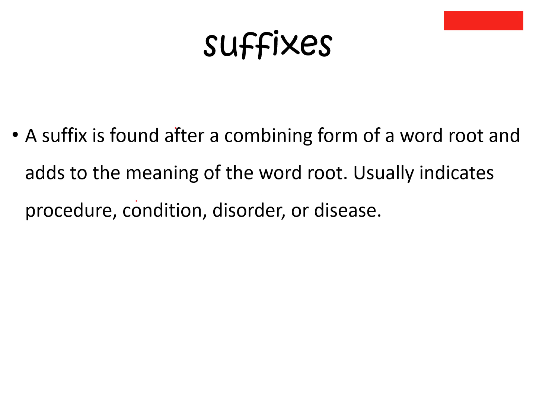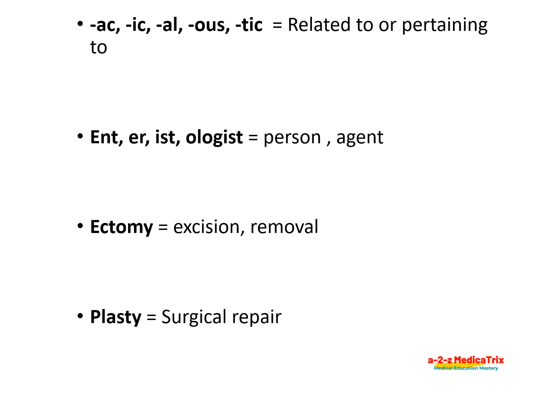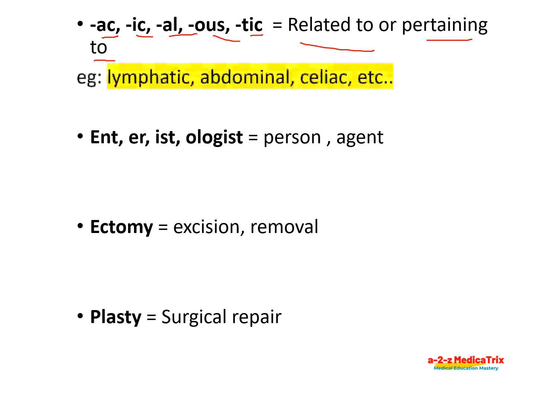Then the prefixes are over, the general normal prefixes which we use while using medical terminology. The next one is suffixes. A suffix is nothing but what comes at the end of the root word, which indicates a procedure or a condition or a disorder or a disease. So let's take some examples. Whenever you see words ending with AC, IC, AL, OS, TIC, these mean pertaining to that particular root word.